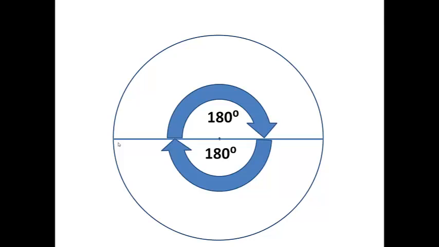What does that tell me? It tells me that a complete circle measures 180 degrees plus 180 degrees, which equals 360 degrees. You need to remember this because we are going to use it a little later.